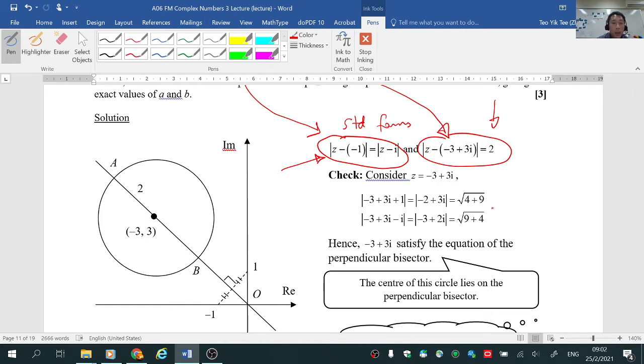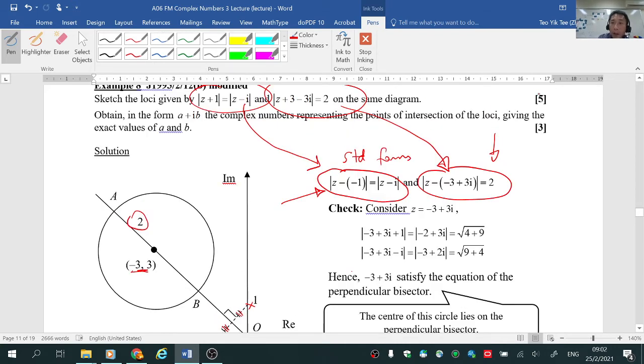So what you should have generated from here, of course, is the circle. What you must indicate, again as a reminder, is the center of the circle given as -3, 3. The radius of the circle must be indicated. Then the other one is a perpendicular bisector. Draw in your 2 points. Give me the 90 degree, give me the equidistance. These are the few marking points, and that's how you actually earn your 5 marks.